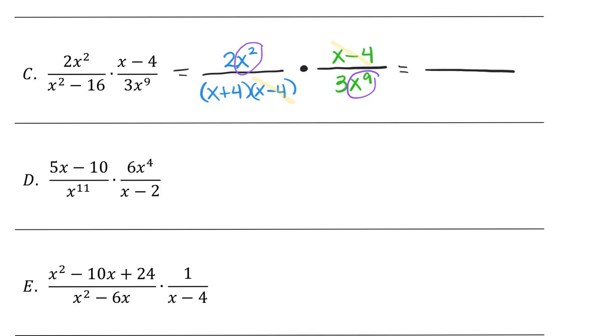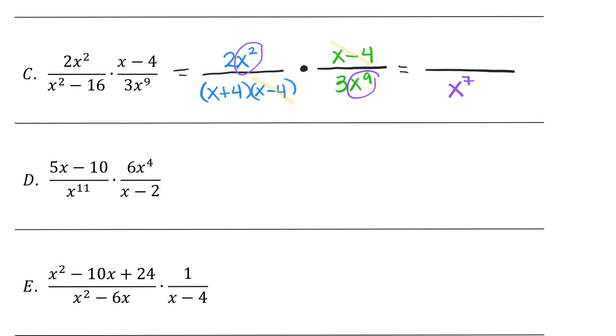Okay, so let me figure out the x's first. I have x to the second at the top, x to the 9th at the bottom. There are more x's on the bottom, so I'm going to leave my x's on the bottom. If I do 9 minus 2, I get 7. So x to the 7th is left at the bottom. Or you could say, I'm going to cancel out x squared. If I cancel out x squared, I'm left with x to the 7th.